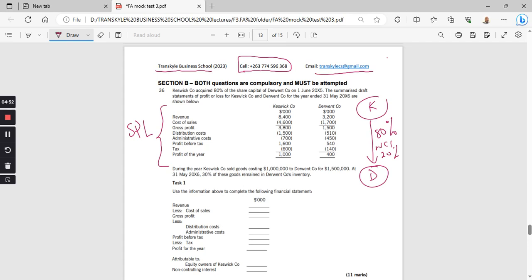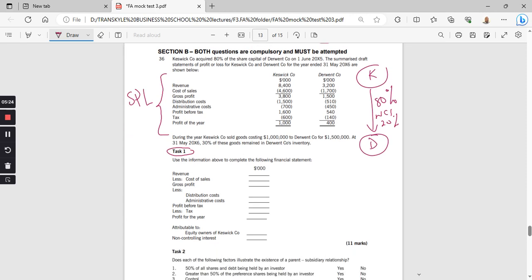Now we are given the statement of profit or loss there, and our number one task, task 1, as the question says, is that you need to use the information to complete the following financial statement. So you must use the information provided in that draft statement of profit or loss to complete the blank spaces. We need to give answers to these blank portions.